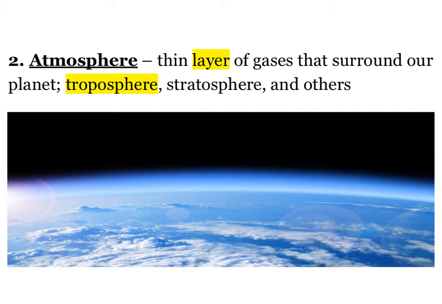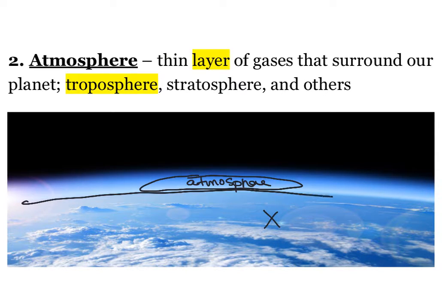The second system is the atmosphere. And our atmosphere is a thin layer of gases that surrounds our planet. You can actually see the atmosphere right here. This thin layer is our atmosphere. And the atmosphere is actually the boundary between the Earth, which is here, right? So this whole thing here is all of the Earth.